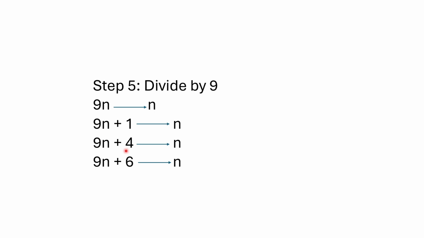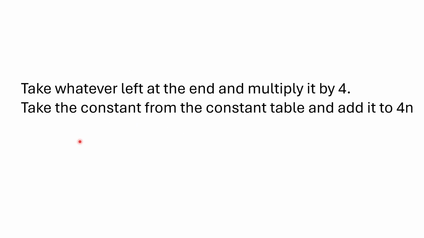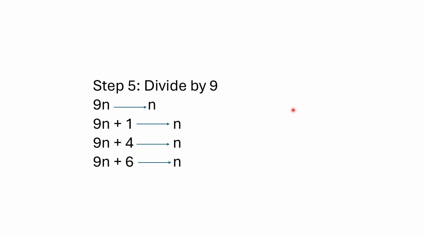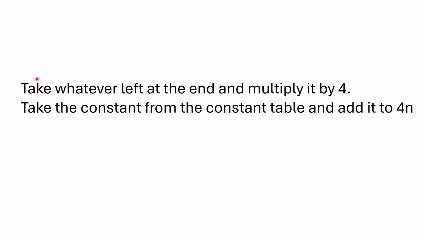Similarly, 9n plus 4. When you divide 4 by 9, you are going to get a number that is less than 1. So we don't take that into account. We only take 9n divided by 9. We get n. With this we get n from every step. Now let's continue. So this is basically the trick. You take whatever is left at the end and multiply it by 4, and take the constant from the constant table and add it to that. So this is basically the trick.